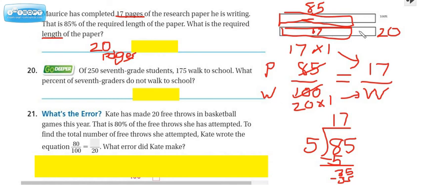By the way, if they ever wanted to know how many more pages are left to be written, you would subtract the 17 from the 20 and you would get 3, but fortunately they weren't asking for that.